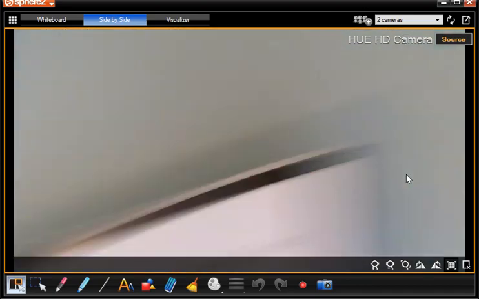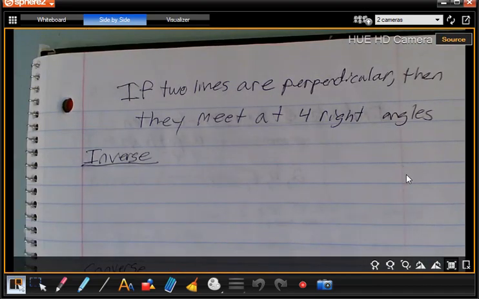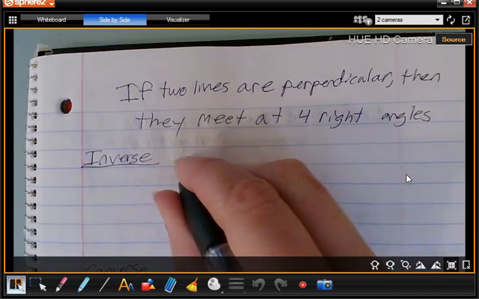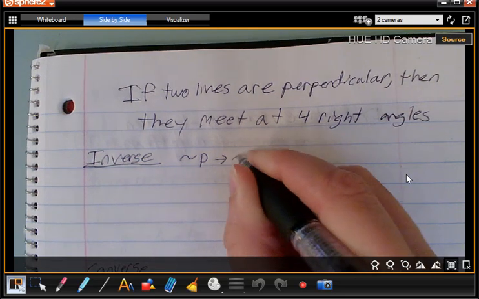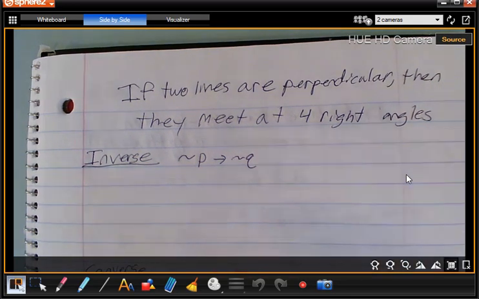Less writing. Okay, we're going to start with this conditional statement. If two lines are perpendicular, then they meet at 4 right angles. The inverse means we're going to change this to not. And we use this little symbol right here to say not.